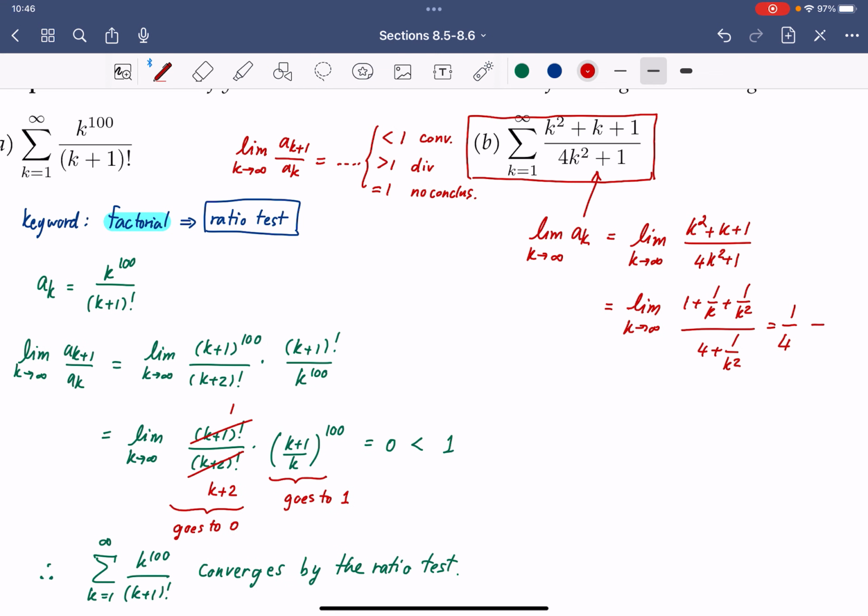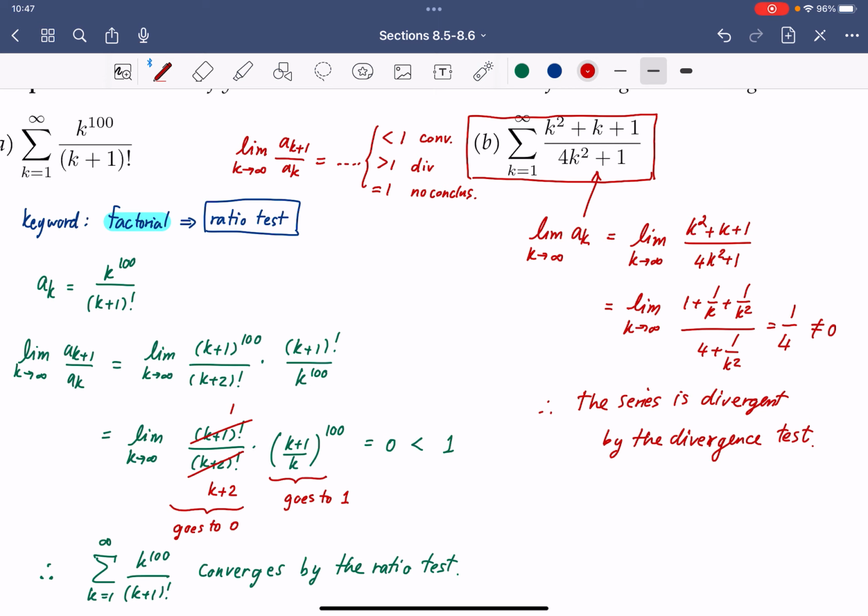This is not equal to 0. So basically, the series is divergent by the divergence test. We know immediately that it's going to be divergent because the limit is not equal to 0.